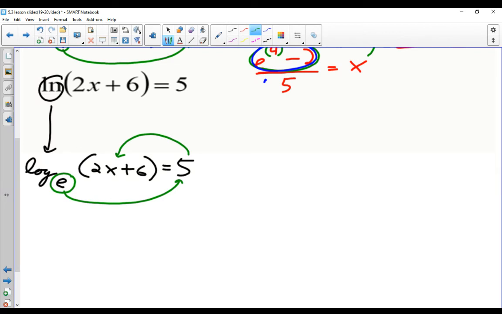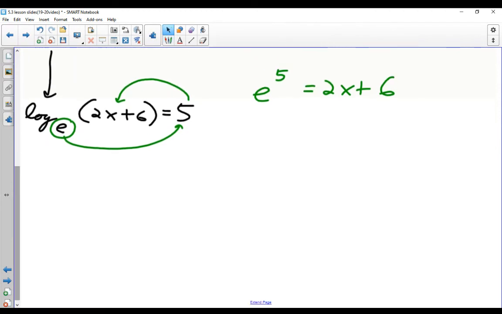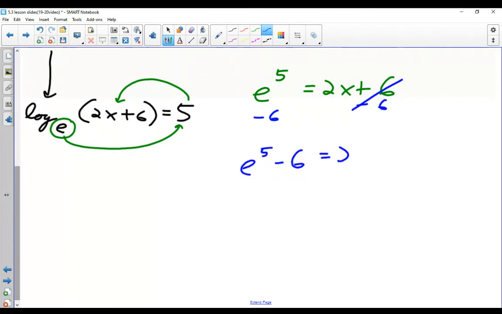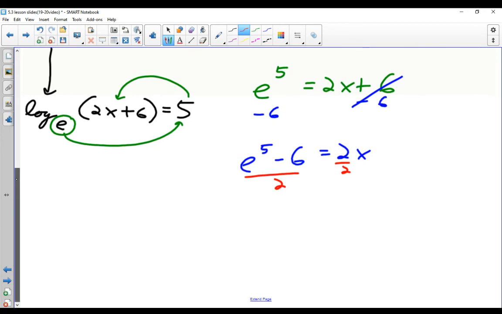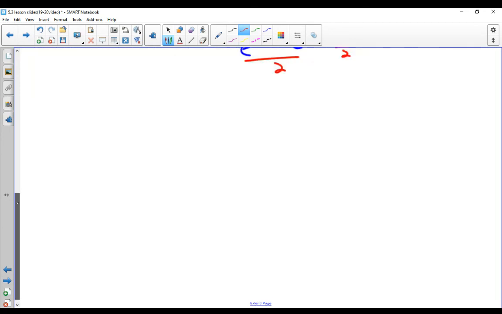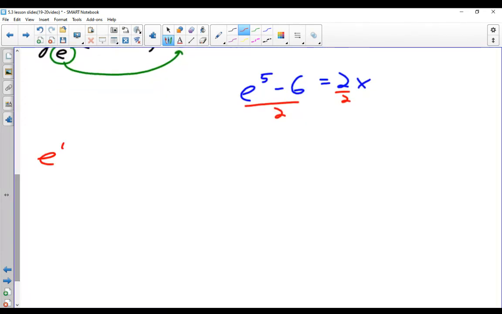So now, let's just write that out. e first, 5 came second, and then the 2x plus 6 came last. Then let's go ahead and solve from there. I'll go ahead and subtract 6 to both sides. So that's e to the 5th minus 6, all equals 2x. And then divide by 2 to both sides. And then I'm just going to put that over here, make some space. I'm going to put that over here, e to the 5th minus 6 all over 2 equals x.